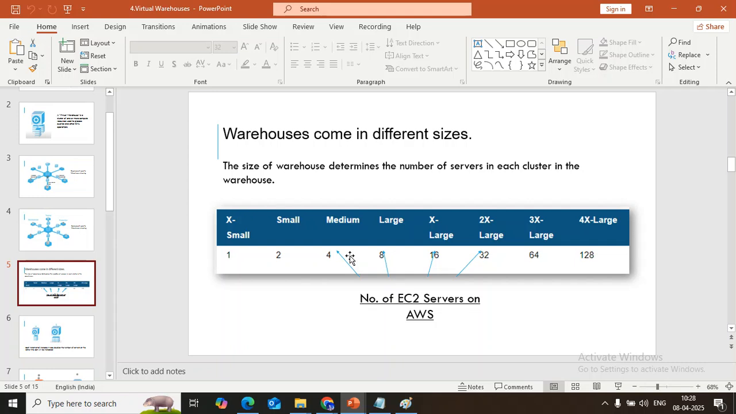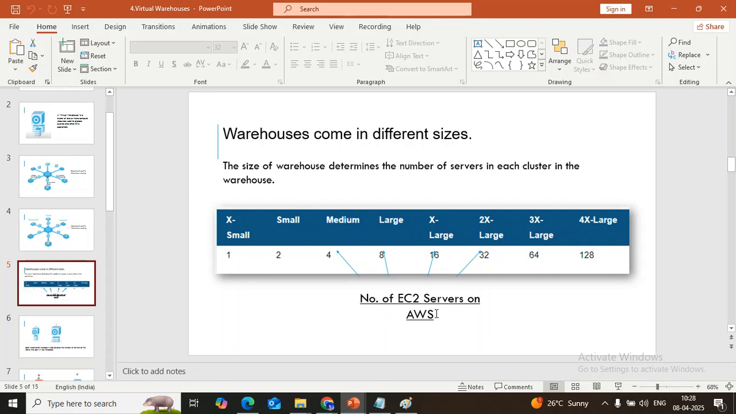Now, I already mentioned that warehouses come in different sizes. The size of a warehouse determines the number of servers in each cluster, and it starts from extra small to 6XL. Extra small is one credit, small is 2 credits, medium is 4 credits, and this also corresponds to the number of servers in each warehouse.